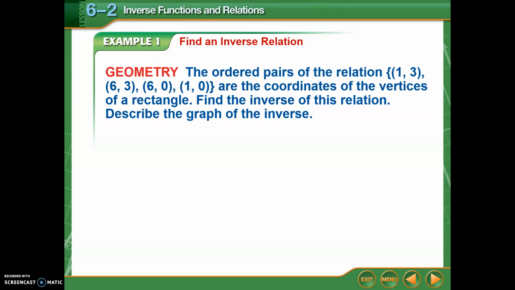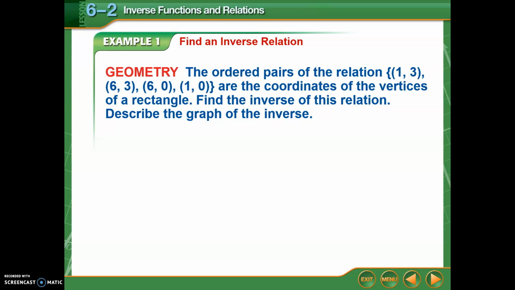All right, so one example here. And as we do the examples, if you want to pause, see if you can figure it out, and then pick up again with the video, you can most definitely do that. So let's say you had these ordered pairs, 1, 3, 6, 3, 6, 0, and 1, 0. They're the coordinates of the vertices of a rectangle. So what would be the inverse of this relation?